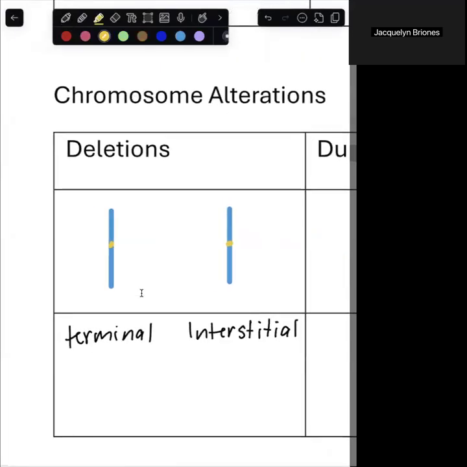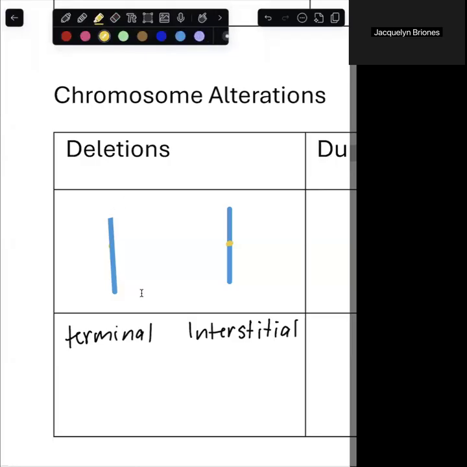We're just going to take, anyways, we just cut a chunk off. That's gone. We have a deletion at the end.